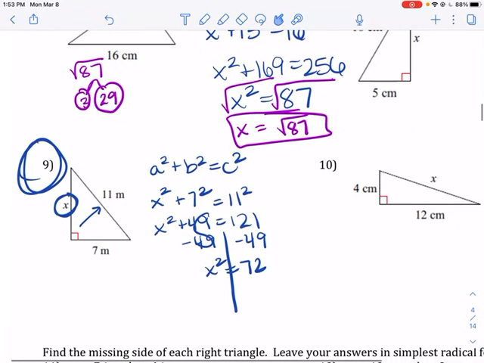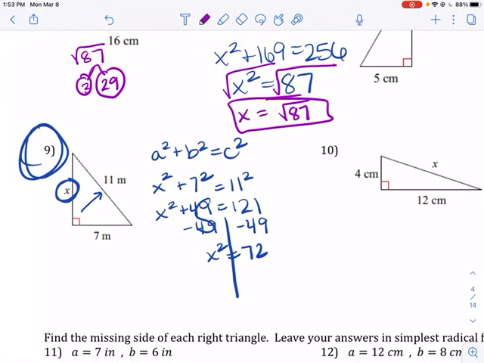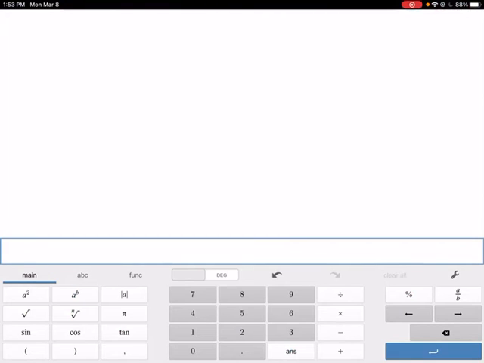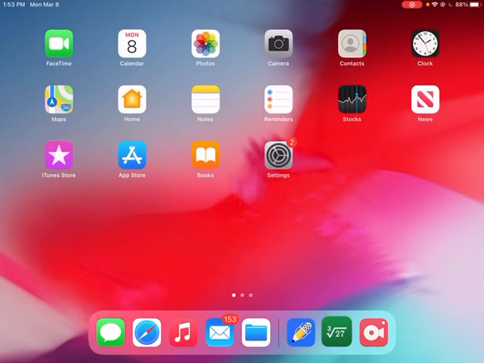Now, on this one, we have x squared equals 72. When you take the square root of 72, 72 is not a perfect square. Let's actually go over here and attempt to take the square root of it. Square root of 72, I get 8.485. Remember that that decimal technically goes on forever. Even if you wrote every single digit over there, it would still not be the exact answer. So we're going to write it simplified.